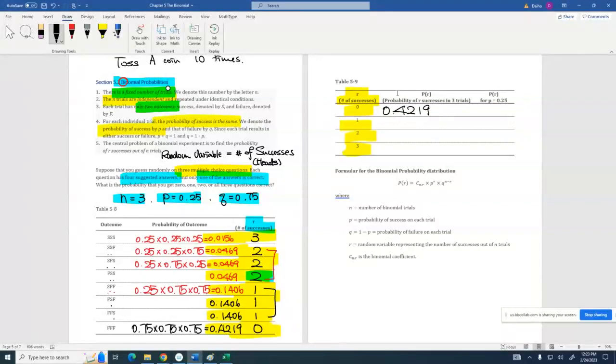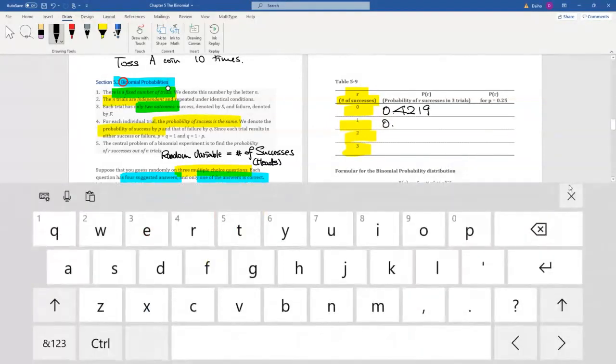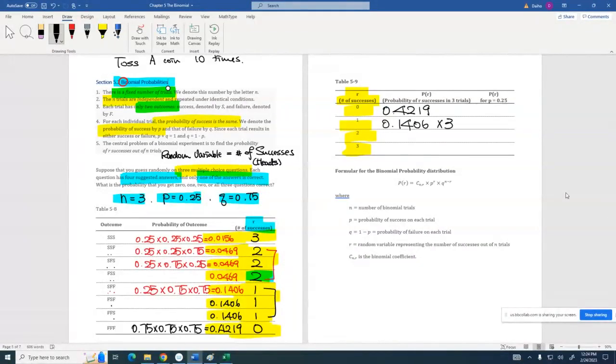And the next one is 1 success. There are 3 such cases, so how can I do it? 3 times 0.1406, right? So 0.1406 times 3. I have 0.4218. And the next one will be 0.0469 with another 3 cases. 0.0469 times 3. I have 0.1407. And the last one is all correct answers, 0.0156.